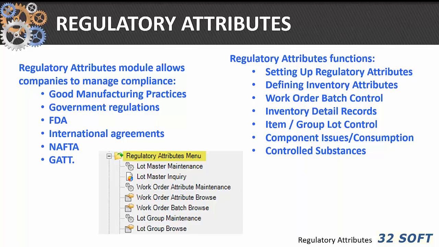So you can set up regulatory attributes. We'll walk through the control file. We define inventory attributes. We can look at work center, batch control, work center attributes for those that are familiar with 1611, the attributes for work orders, assay, lot numbers, etc. We can set up lots and groups of lots. We can control how we issue components and consume materials, and we'll talk just a bit about controlled substance.